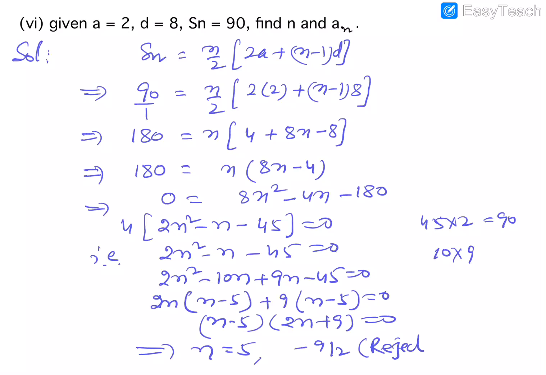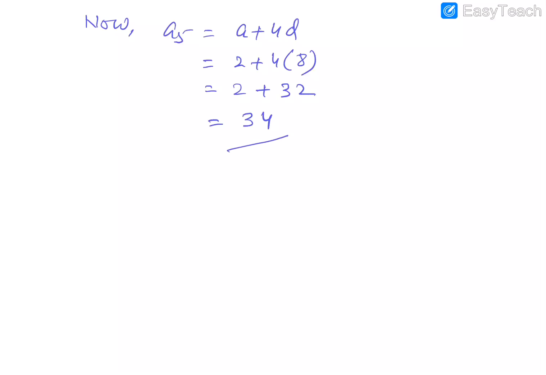This will be rejected as n cannot be fractional or negative. So there are 5 terms in this AP. Now A5 is given by A plus 4D. A is 2 and D is 8. So this is 2 plus 8 4s are 32. So A5 is 34. Thus n is equal to 5 and A5 is equal to 34.